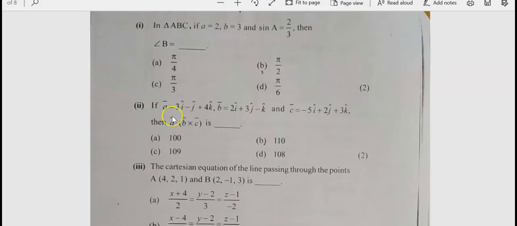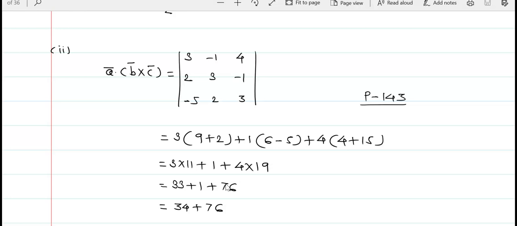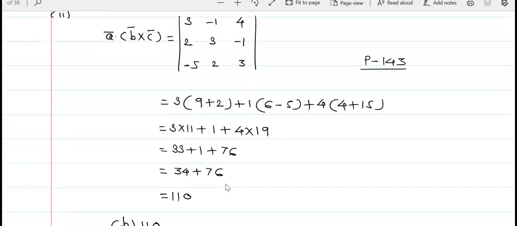This is the question. a bar is equal to 2i minus j plus 4k, b bar is equal to 2i plus 3j minus k, and c bar is equal to minus 5i plus 2j plus 3k. Then a bar dot in bracket b bar cross c bar. See this answer. That is on page number 143. That is the determinant 2, minus 1, 4; 2, 3, minus 1; minus 5, 2, 3, and if we evaluate this determinant, you will get the value 110, and option B is the correct one.